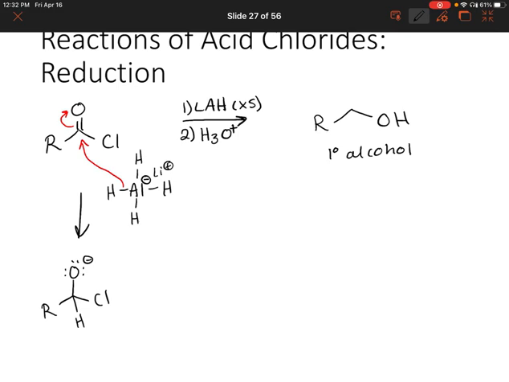Chlorine is a good leaving group, which means that oxygen can reform its double bond, and then we'll just kick out the chlorine there. So here it looks like we have an aldehyde, and unfortunately, lithium aluminum hydride is such a strong reducing agent that we can't really stop at the aldehyde here. We would keep going all the way to the alcohol. So let's just make a note that we can't isolate the aldehyde.